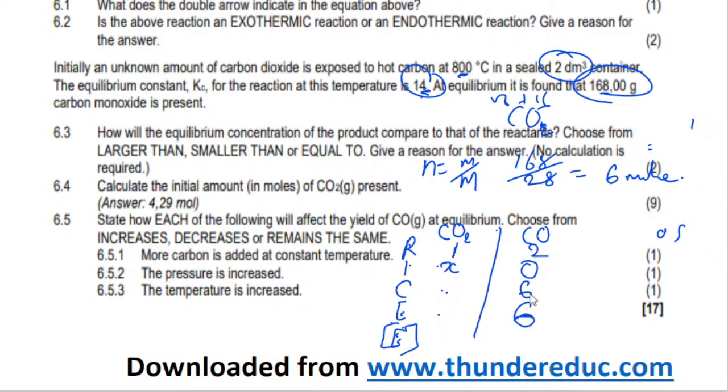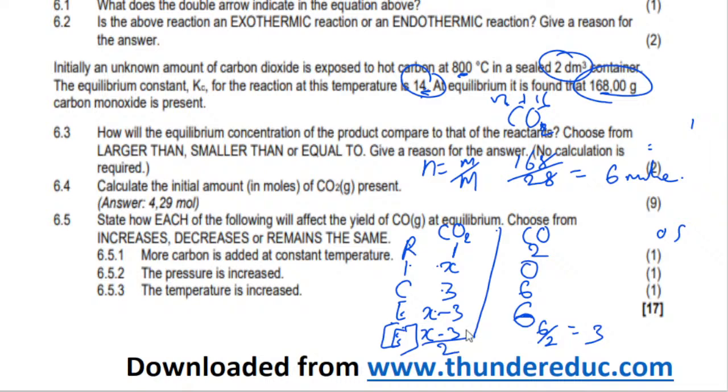So it means if 6 is 2, then 1 is going to be 3. Now I can find what remained at equilibrium. I'm going to say x minus 3, so that I get what is remaining here. At equilibrium, the concentration is 6 divided by the volume. The volume given here is 2, so 6 divided by 2 gives me 3. And then here it is going to be x minus 3 divided by 2.